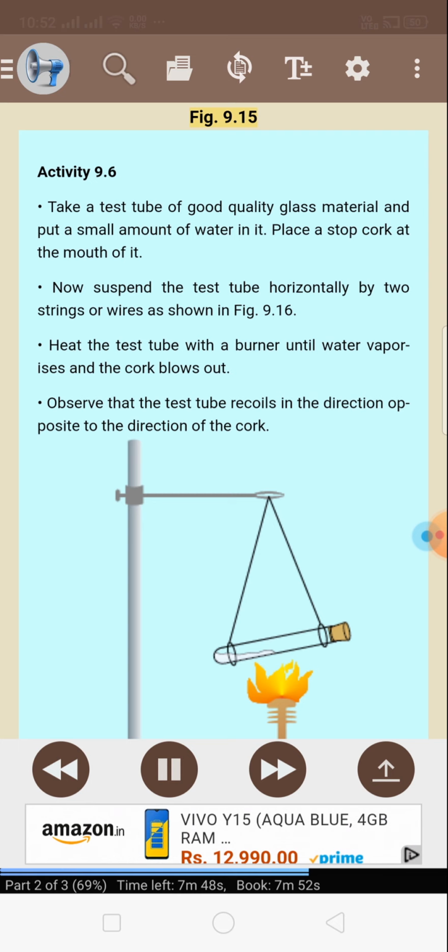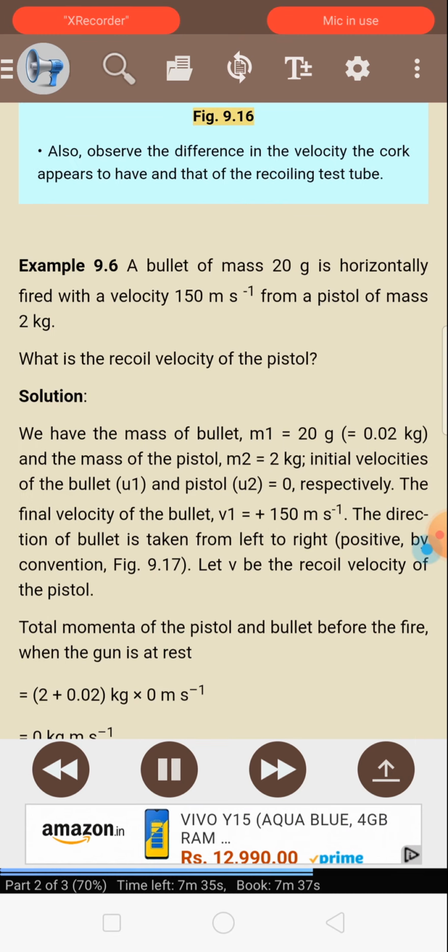Figure 9.15. Activity 9.6. Take a test tube of good quality glass material and put a small amount of water in it. Place a stop cork at the mouth of it. Now suspend the test tube horizontally by two strings or wires as shown in figure 9.16. Heat the test tube with a burner until water vaporizes and the cork blows out. Observe that the test tube recoils in a direction opposite to the direction of the cork. Figure 9.16.